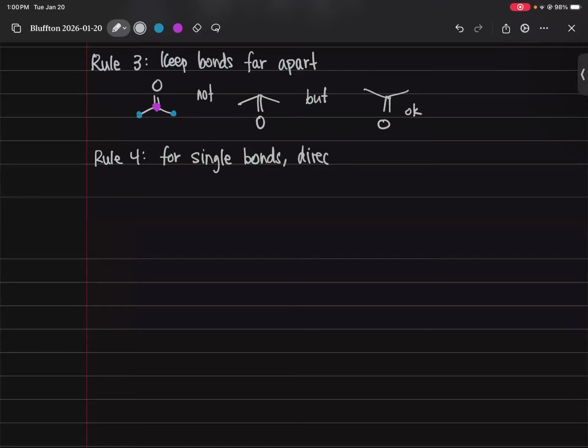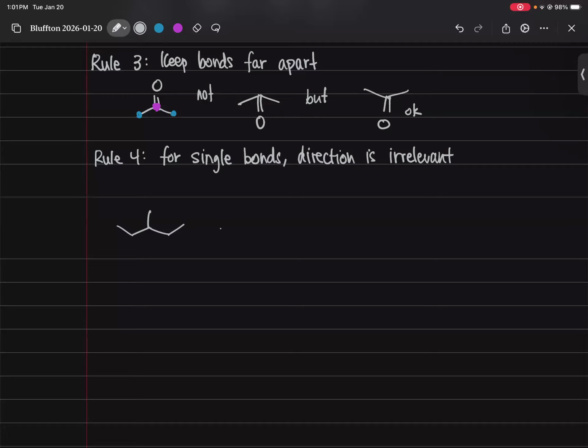For single bonds, direction is irrelevant. So what do I mean by direction? So if I forgot this structure, which has actually 3 different kinds of carbons. We've got these terminal carbons at the end, which have how many hydrogens? This one has 2. What about this one? 1. If you can count to 4, you can do organic chemistry.